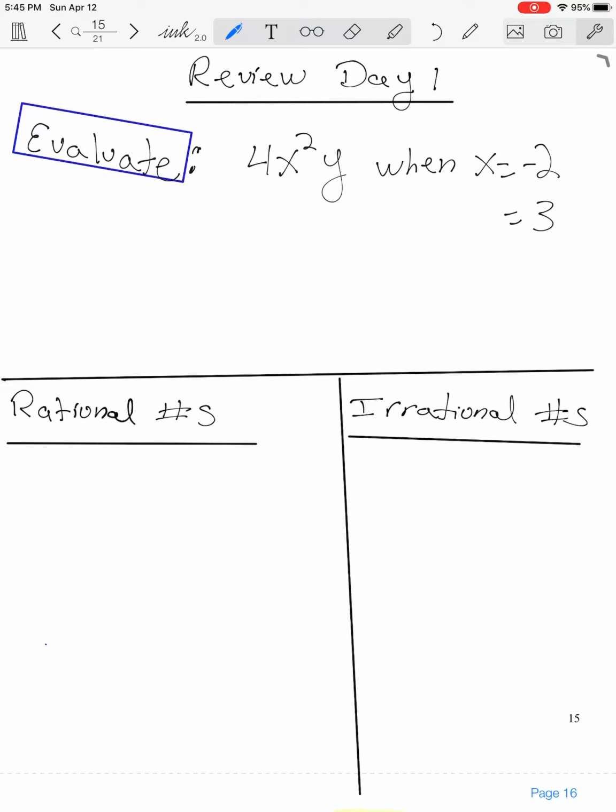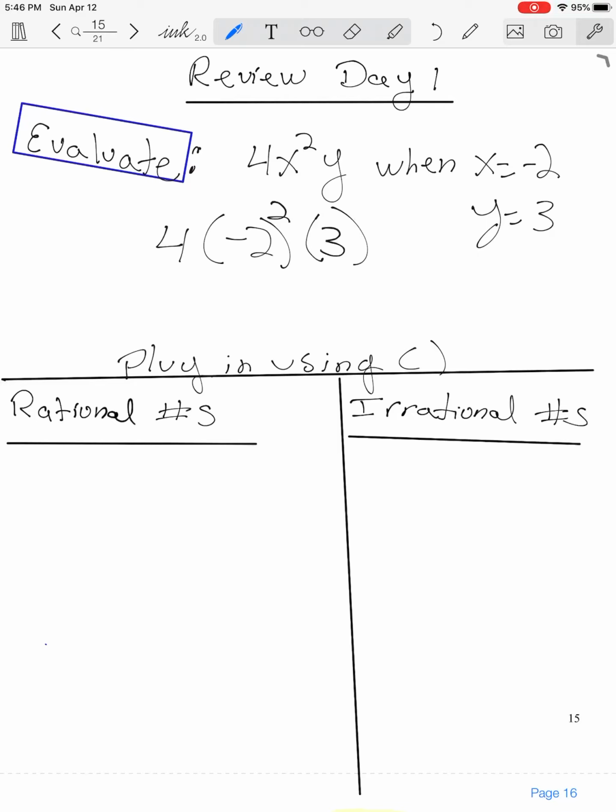If you look at it, the first skill I have for review day 1 will be evaluate. They want you to evaluate 4x squared y when x equals -2 and y equals 3. What you have to remember, and the most important thing, is to plug in using parentheses. So when I plug in, I have 4, I put in -2 for x squared times y, which is 3.